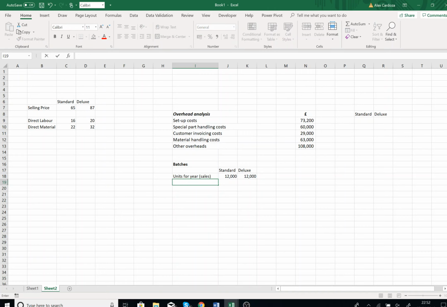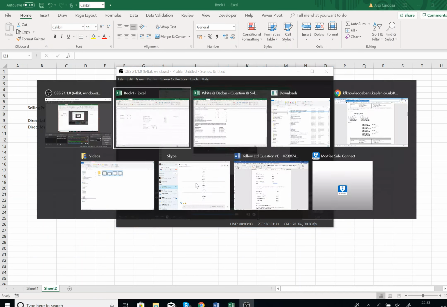Units per batch, which is 1,000. So you can get 1,000 units in a batch, and that's 50. So the number of batches is just going to be however many units you can put in that batch divided by the number of units that you need to produce for the year. 240. Okay, fine. So number of batches, 240.